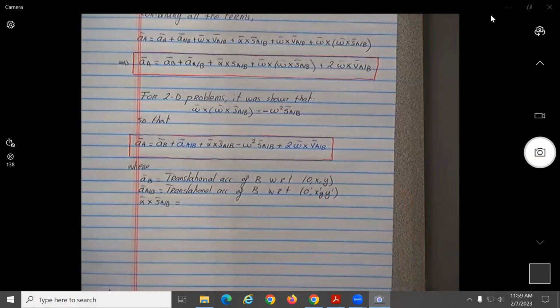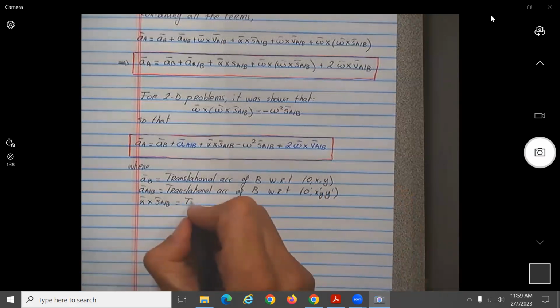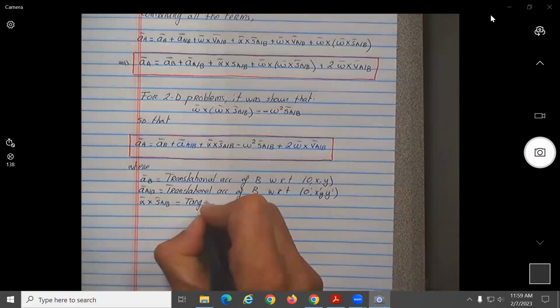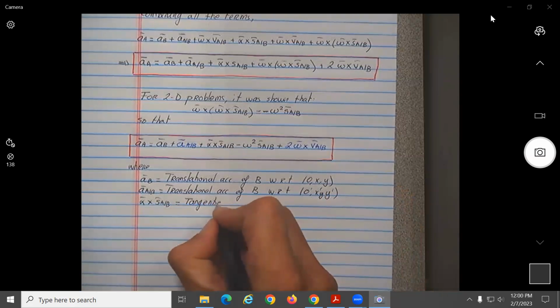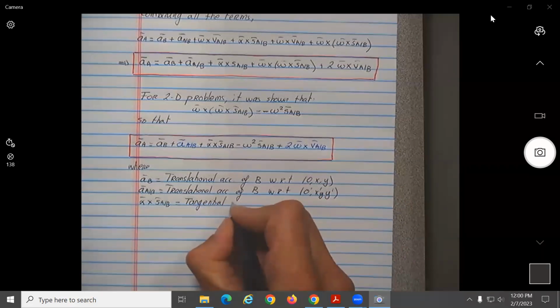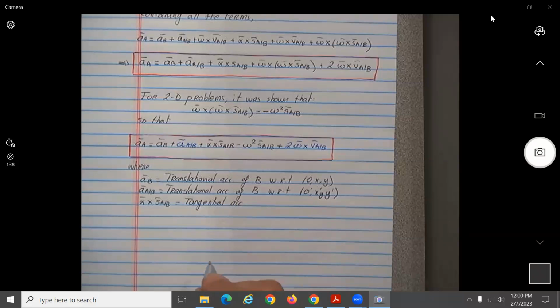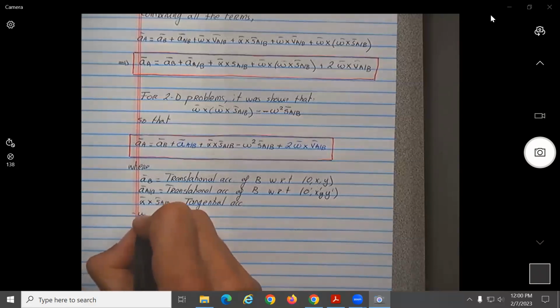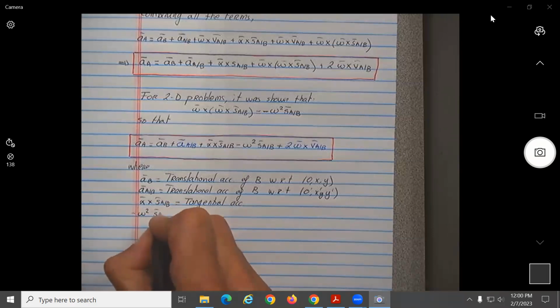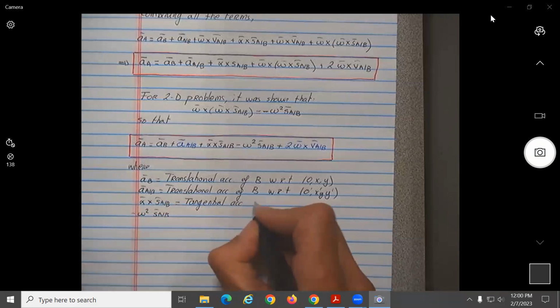That's just the acceleration. What type of acceleration is it? You cannot doubt that one. The angular acceleration? No, that is the tangential acceleration. Yes. There should be no doubts about it. Tangential acceleration, minus omega cross S of A with respect to B. And this is centripetal acceleration. So this is rotational motion, okay?